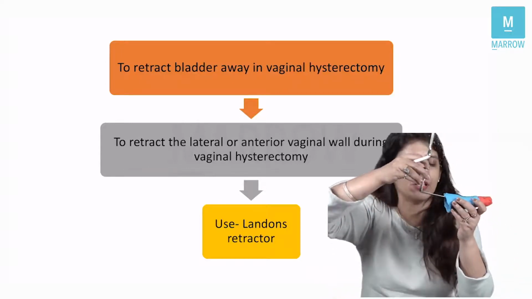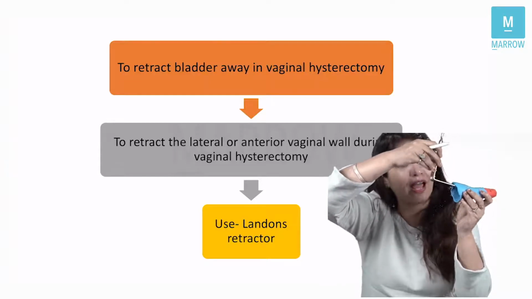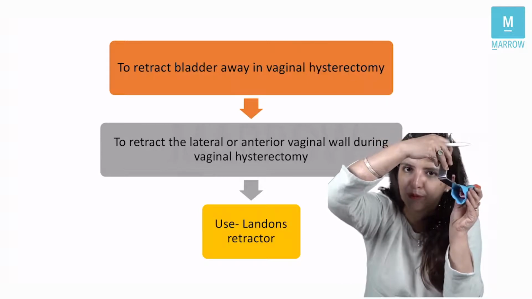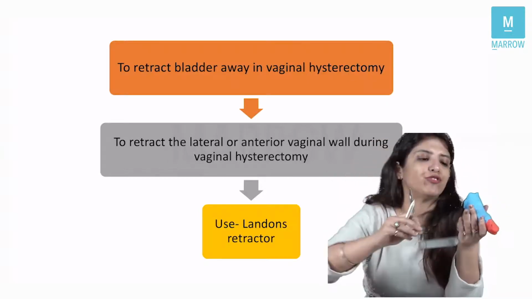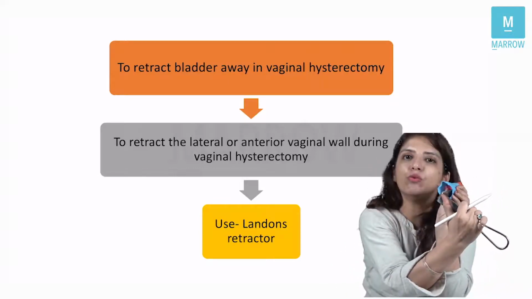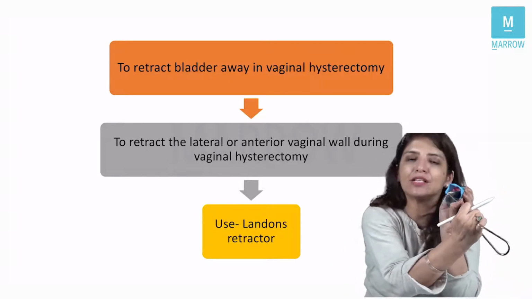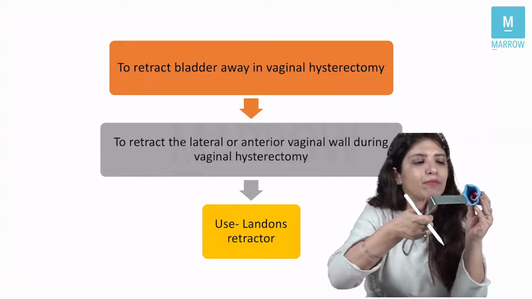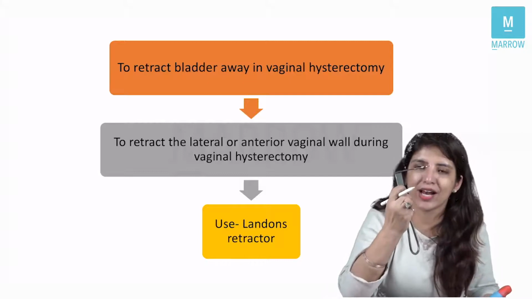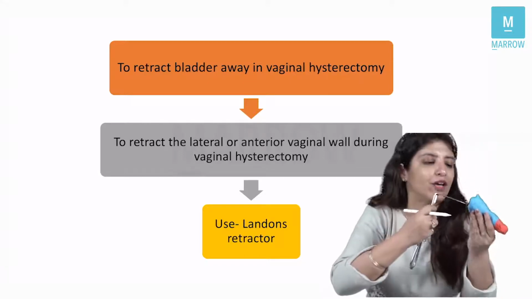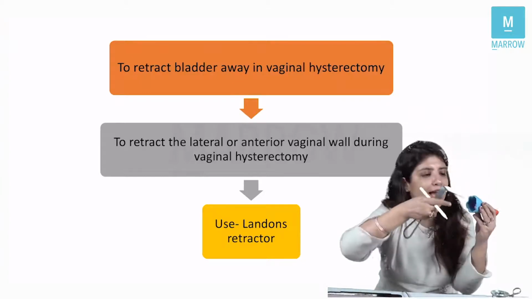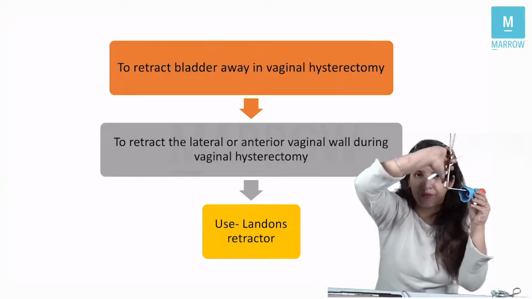So, suppose over here the bladder is there and I want to retract it. So, I'm going to use a Landon's retractor for the purpose, right? Also, if during vaginal hysterectomy, I want to retract the lateral vaginal walls, right? So, to retract the lateral vaginal walls also, I am going to use the Landon's retractor, right? L-shaped retractor, Landon's retractor, used in vaginal surgeries to retract the vaginal walls and to retract the bladder, right?